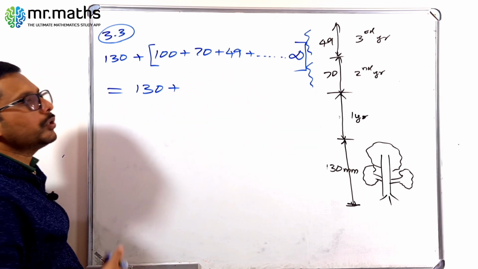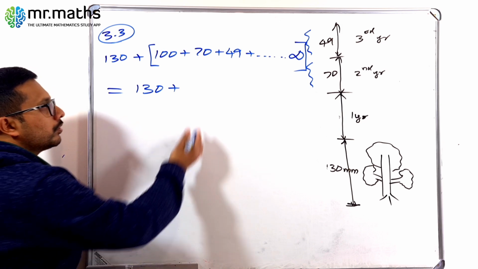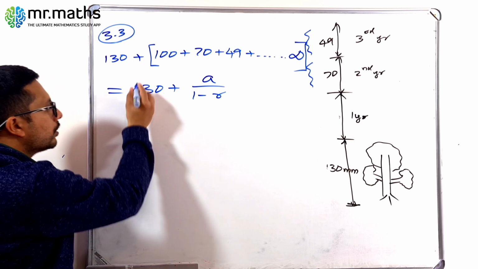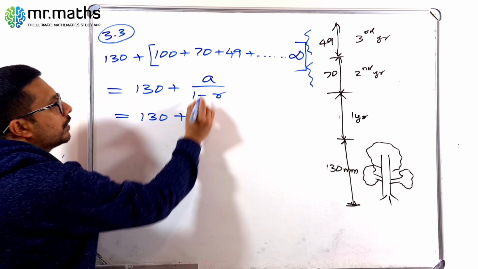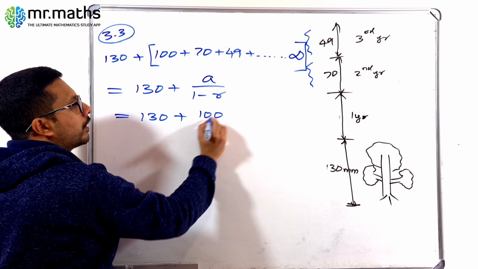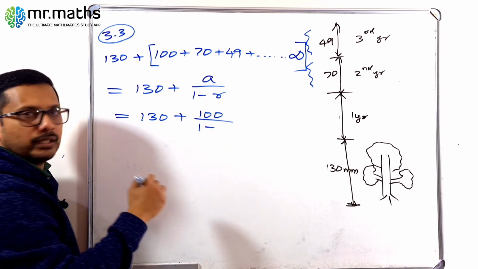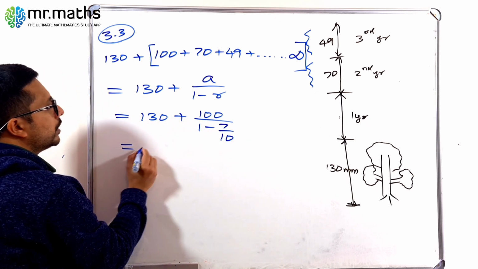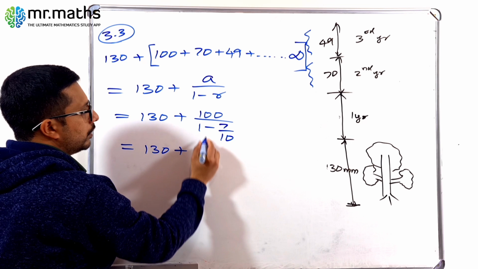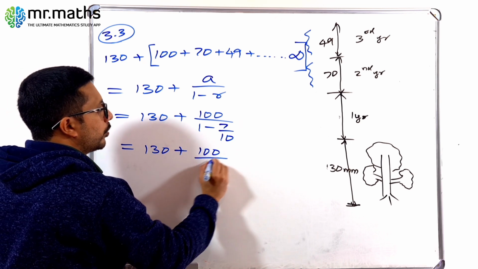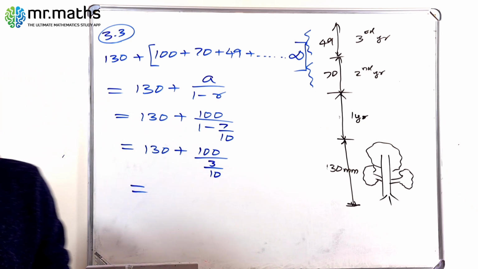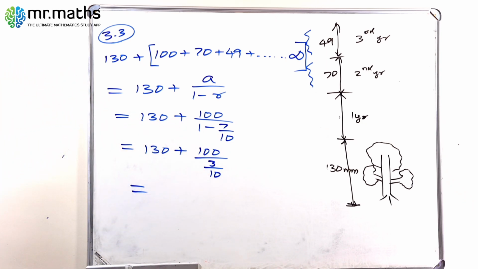So what is the sum to infinity? Since this is a geometric sequence, what is the formula to find the sum to infinity? a divided by 1 minus r. So 130 plus, what is the first term? 100 divided by 1 minus r. Is r not 7 over 10? So it is 7 over 10, and 1 minus 7 over 10 is 3 over 10. You can use your calculator, I think that's better. Take your calculator and find the answer. You will get 463.33.